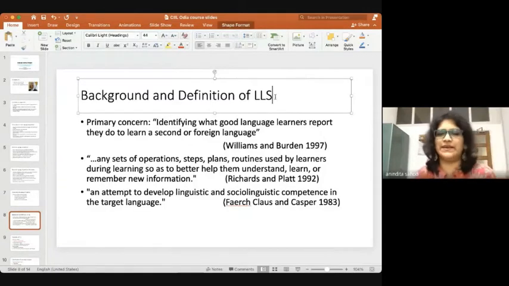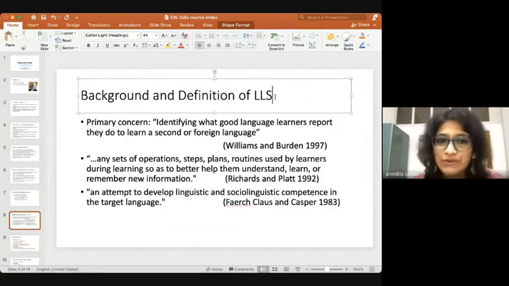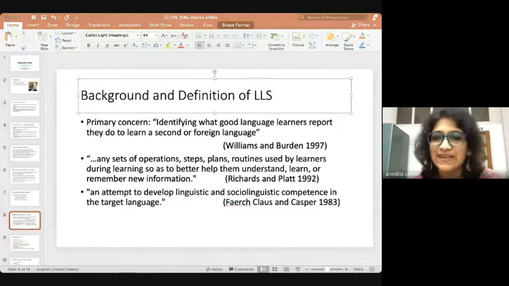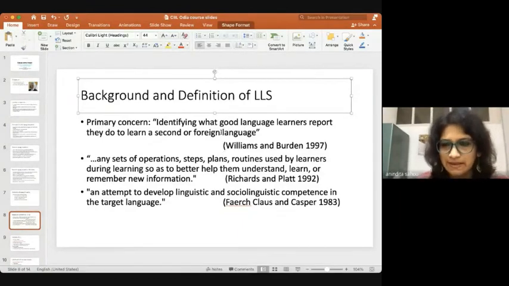लैंग्वेज लर्निंग स्ट्रेटजी बिषय रे अभी तरे कथा होछन हमें प्रथम बुझबा जे हमर प्राइमरी कंसर्न कोन रहुछि तेनो प्रथम कंसर्न होछि जे टू आइडेंटिफाई व्हाट गुड लैंग्वेज लर्नर्स रिपोर्ट दे डू टू लर्न सेकेंड और फॉरेन लैंग्वेज आम केस जे मुझे रिसर्चर को साइट करी छी विलियम्स एंड बॉर्डन 1997. So our focus is going to be what is a good learning strategy would be when a learner reports what they or he or she does when they are trying to learn a second or a foreign language. In our case, let's say additional language.